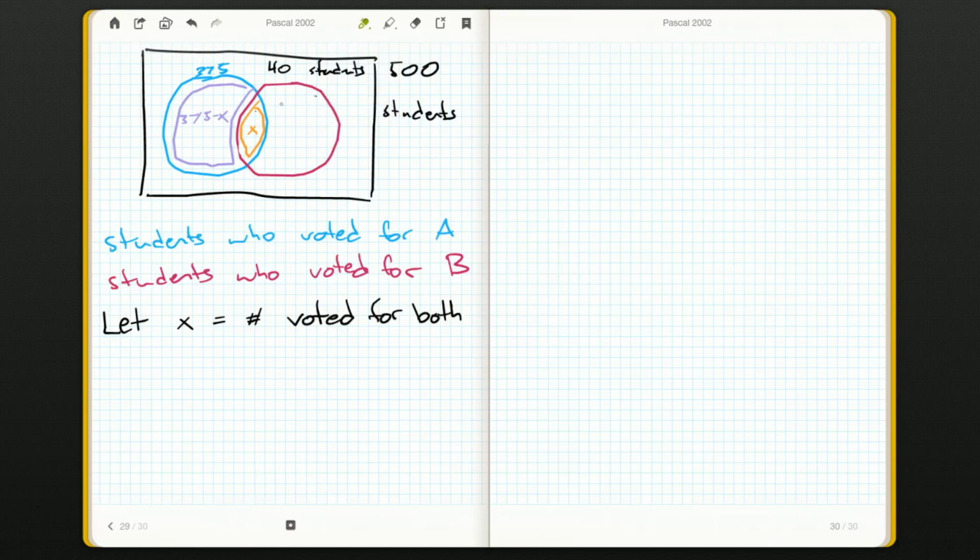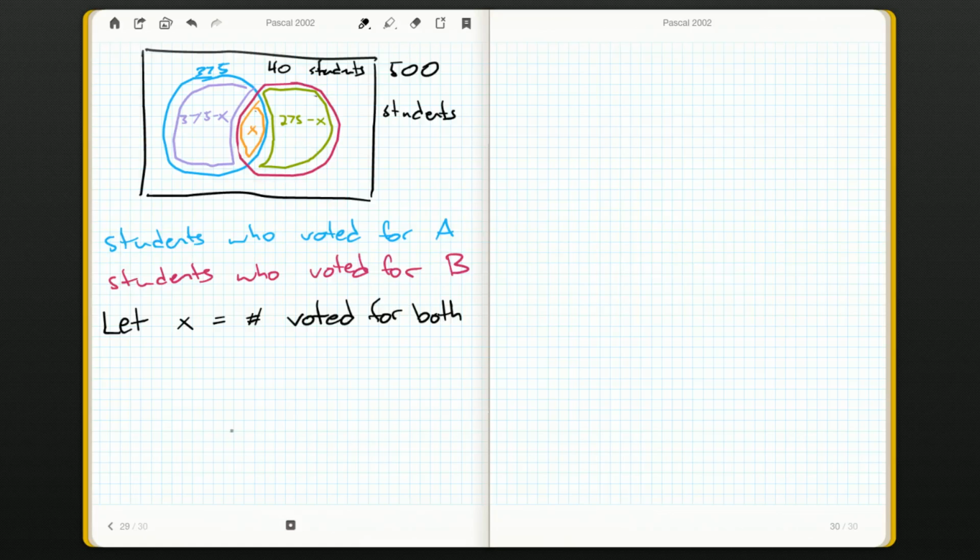And over here, we have 275 students in total inside the red circle. X of them are over here in the overlap. So we'll represent in green the remaining students, and that's 275 minus X students. So now there's no overlap between our sections. Our total of 500 students is these 40 students out here in black, plus the purple students in here, plus the orange students, plus the green students.